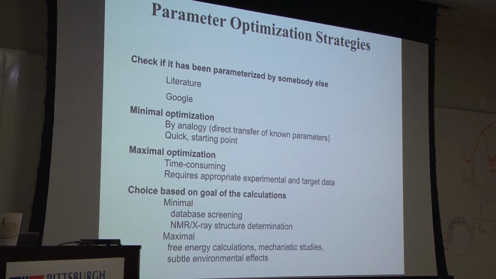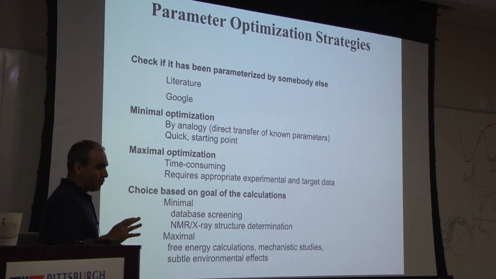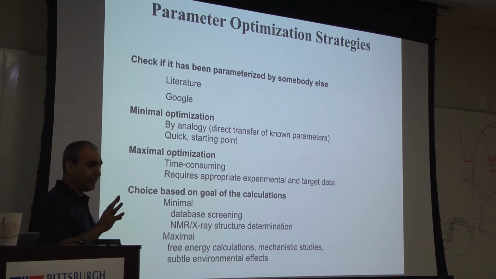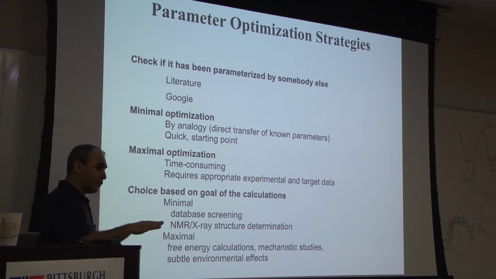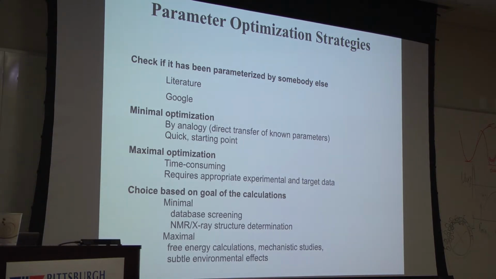So it really depends on what you want to do. For the initial screening, for most cases, you are perfectly fine with minimal optimization, I would say. If you want to do really detailed free energy calculations, absolute binding affinities compared to experiment, probably you have to go in and do maximal optimization for your molecular system.